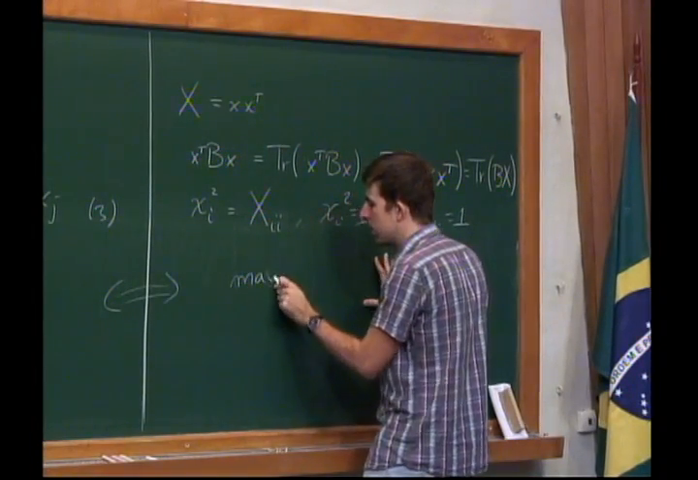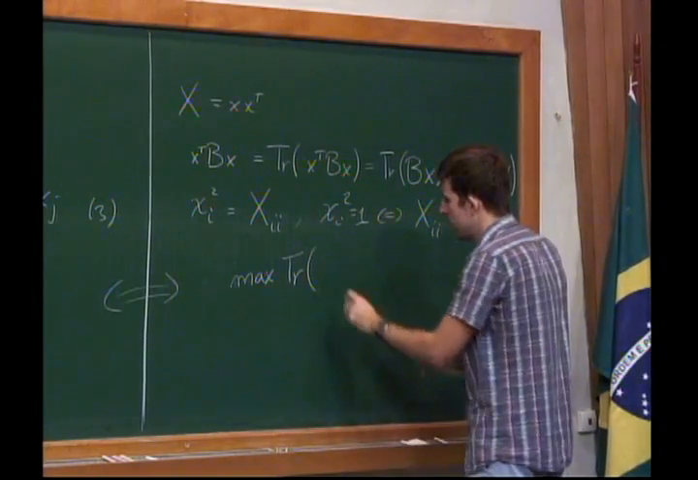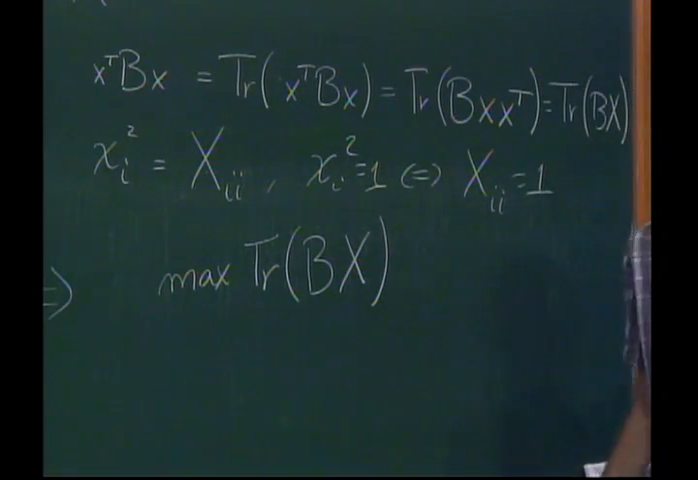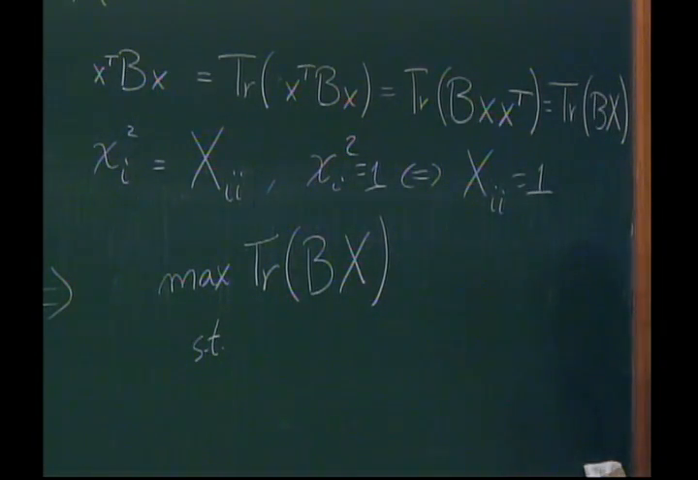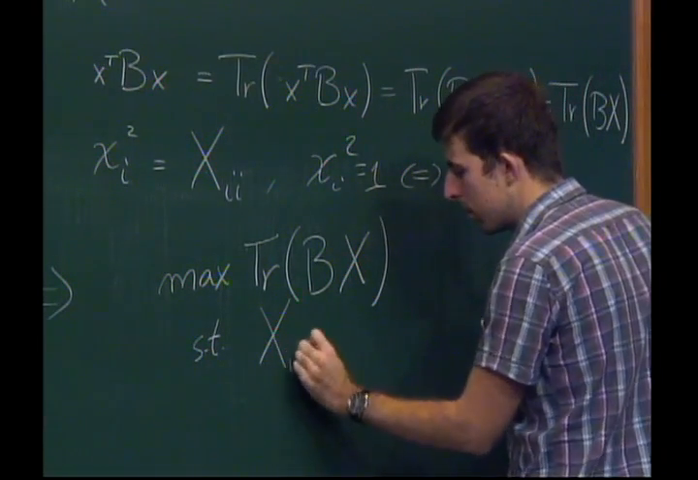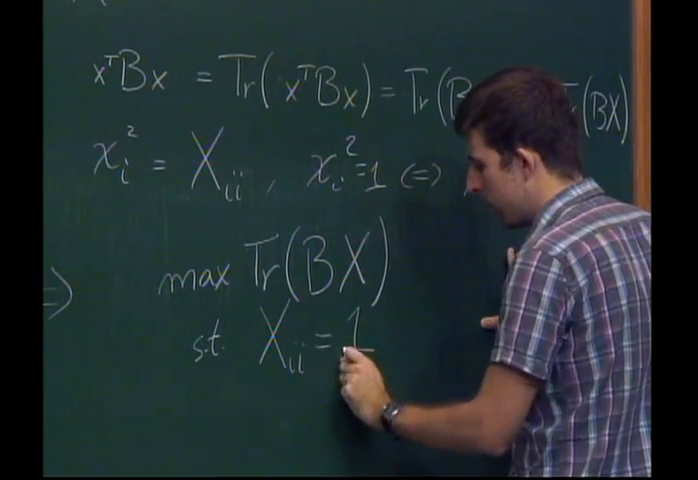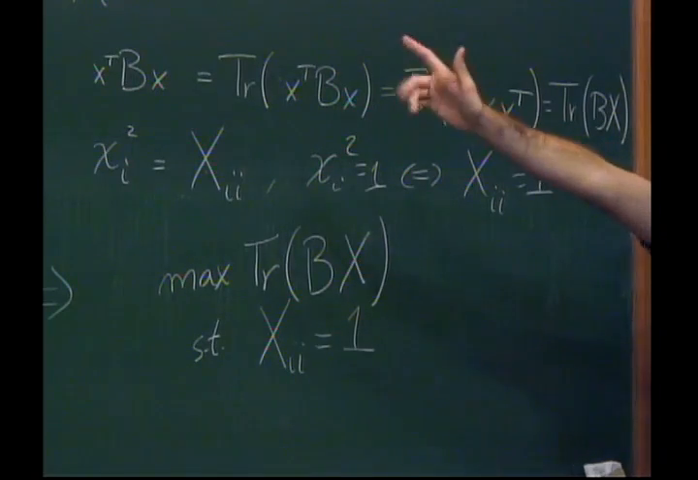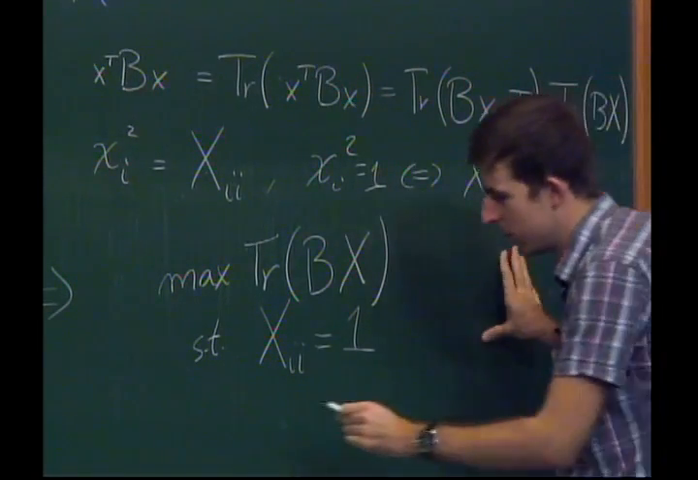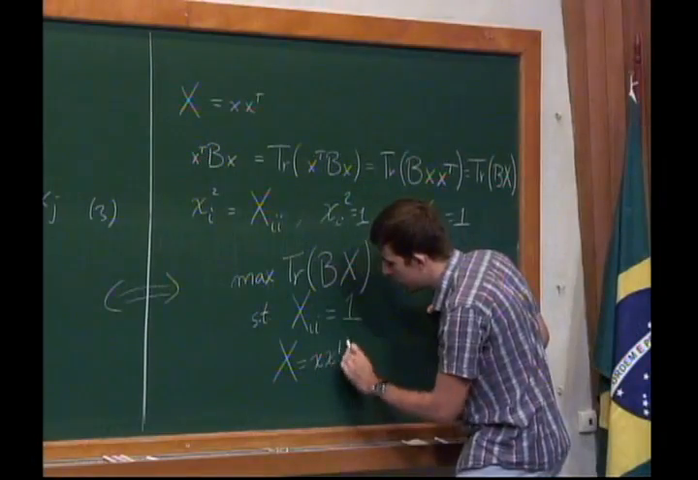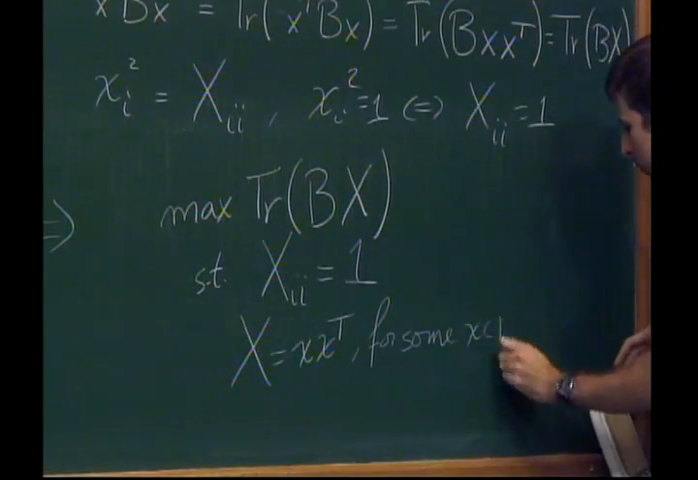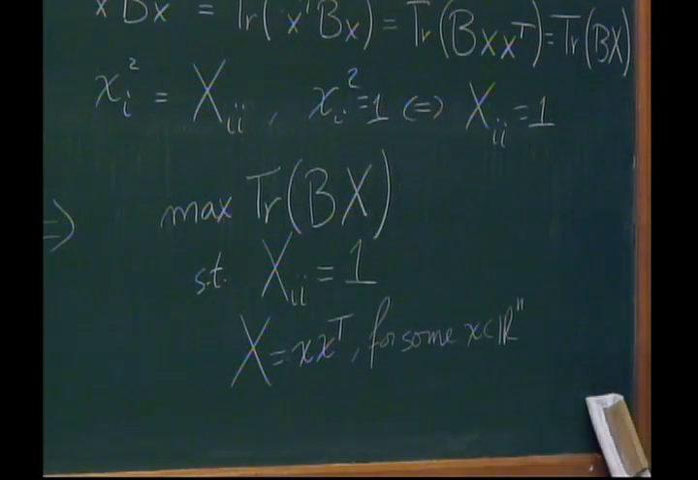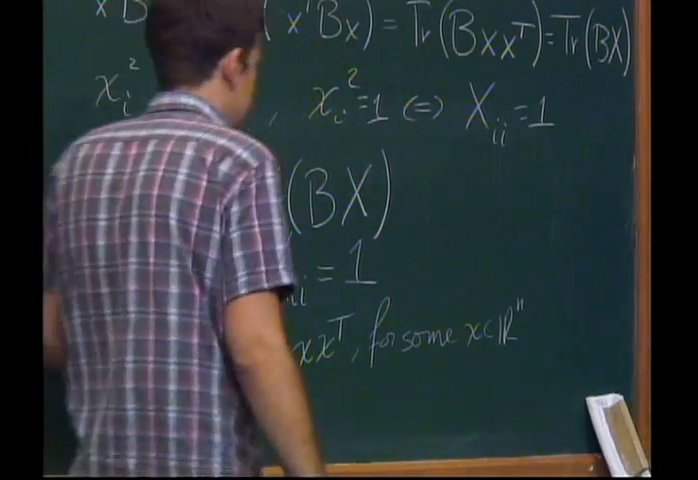I can write max of trace of BX, but it's not all big X's. The big X needs to be of this form, such that big X equals x x transpose for some x. So really, I haven't changed anything. This problem can't possibly be any easier. It's, of course, just as hard.